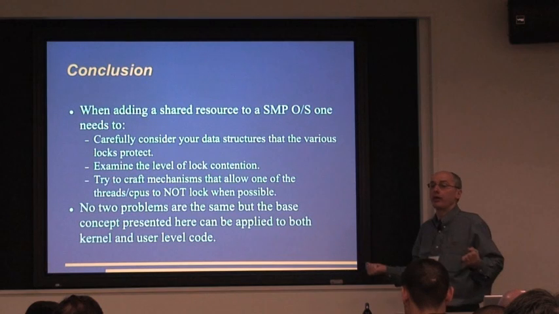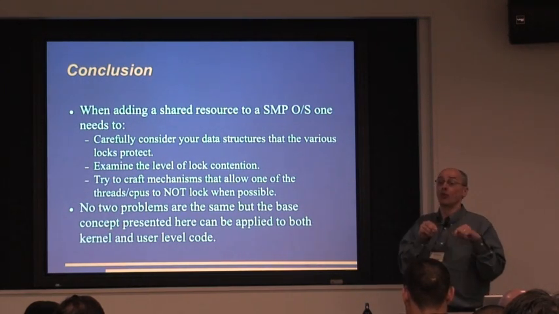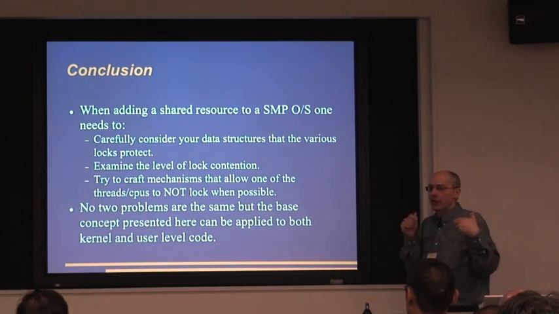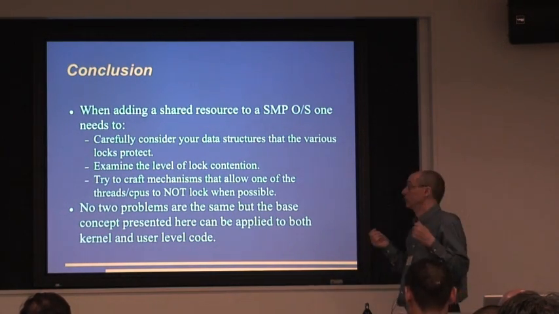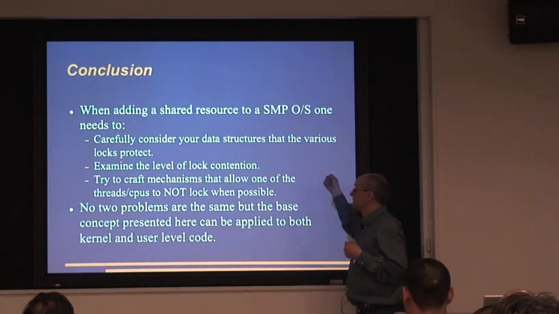I would not recommend going and trying to do this first. I would say get it to work first, then figure out where to get the locks out, because there's nothing worse than having a lock bug. They're very, very difficult to debug, whereas if you're not locking, you should. They're hard to get. But these mechanisms are very useful.